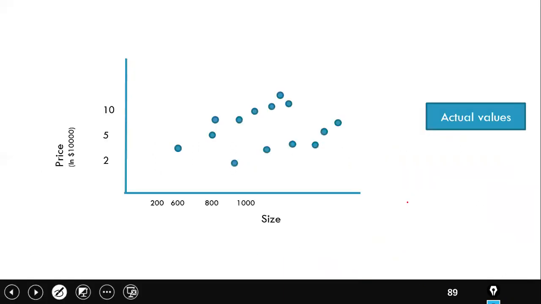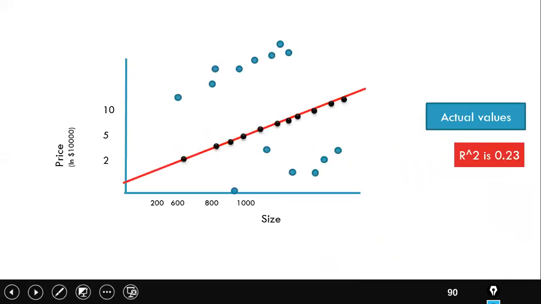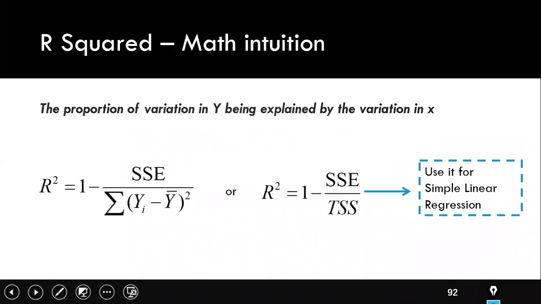Now let us look at the formula for R squared. We can write it this way: R squared is equal to 1 minus SSE over the sum of actual minus the mean value of the dependent variable, whole squared. Or we can say it is 1 minus SSE divided by the total sum of squares. This is used for simple linear regression.